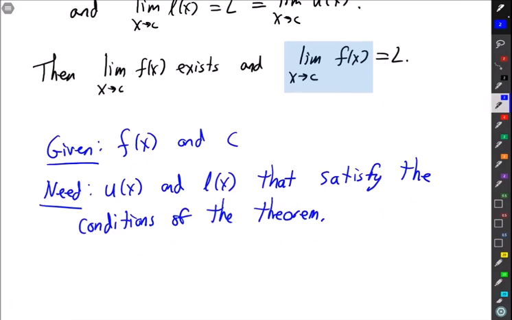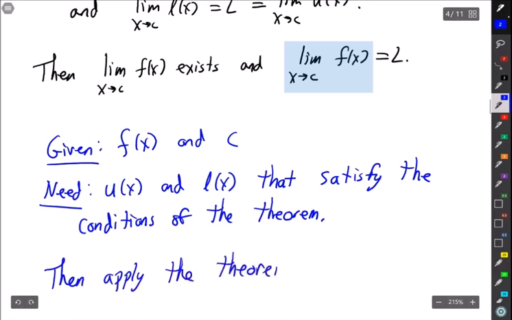And that is the tricky part of this problem, figuring out how do I pick the appropriate functions U and L to make this whole theorem work together. We'll see a couple of examples on how you can think about this, but that's where we're headed. How do I pick U and L to make all of this work? Once we have them, apply the theorem, and we're good to go.